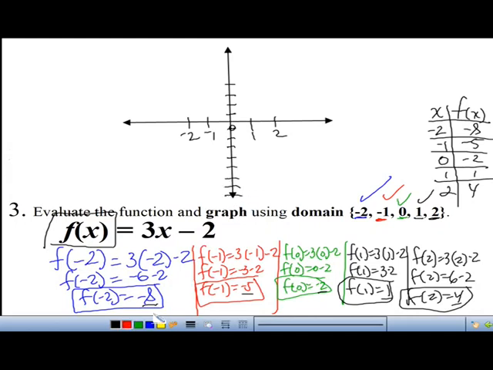All right, so let me plot my points. I'm going to do those in red. -2, -8, down here. -1, -5, about right there. 0, -2. 1, 1, about right there. And 2, 4, about right there. From there, you graph your line, going through those points.